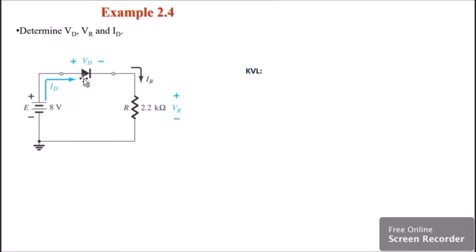Now, since this is connected in series, itong ID across your diode is also the same as the IR na dumadaloy dito sa ating resistor. Tama po ba? So, we can say that our ID is equal to IR. So, let me write that for you. ID is equal to IR.